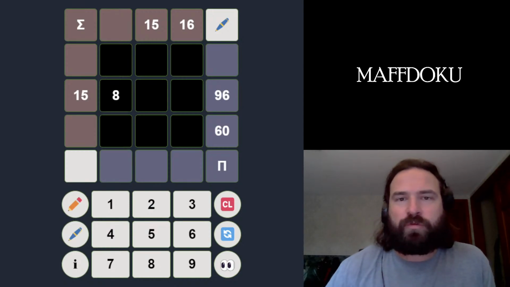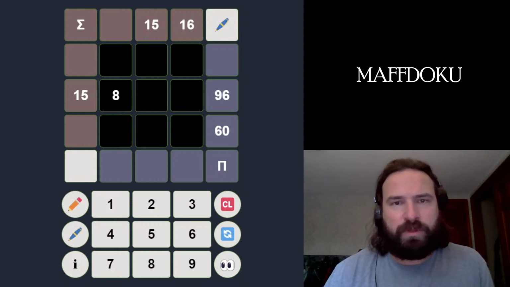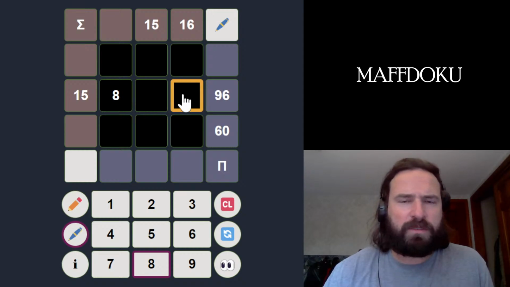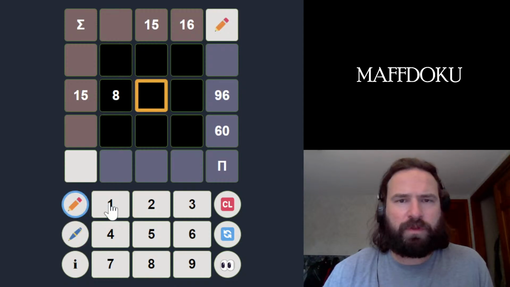Let's smash a Mapdoku. Mapdoku is a little Sudoku puzzle where we've got to put the numbers 1 through 9 in these black boxes, and purple clues are products and brown clues are sums. So these numbers have to multiply to 96. 8 is one of the numbers, so 96 divided by 8 is 12. So these two numbers have to multiply to 12. So that's 6 and 2 or 3 and 4. Those are our only options for these, so I'm just going to pencil mark those in.